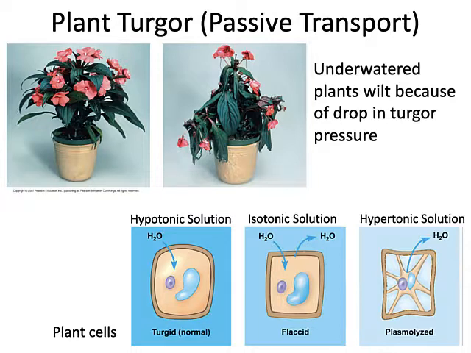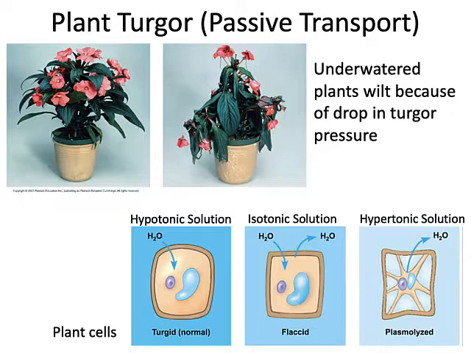Now, underwatered plants tend to wilt, right? If you forget to water your houseplant, after a couple weeks, those leaves will start to droop, and that's because of a drop in turgor pressure. Now, plant cells are turgid, which is to say happiest or normal, when they're placed in a hypotonic solution, because then lots of water will rush into those vacuoles. But the cell won't burst because it is protected by that rigid cell wall.